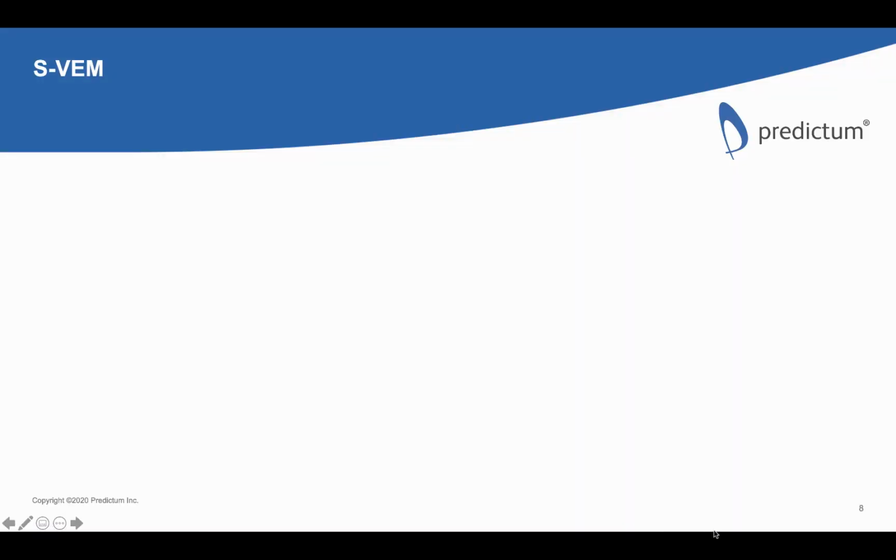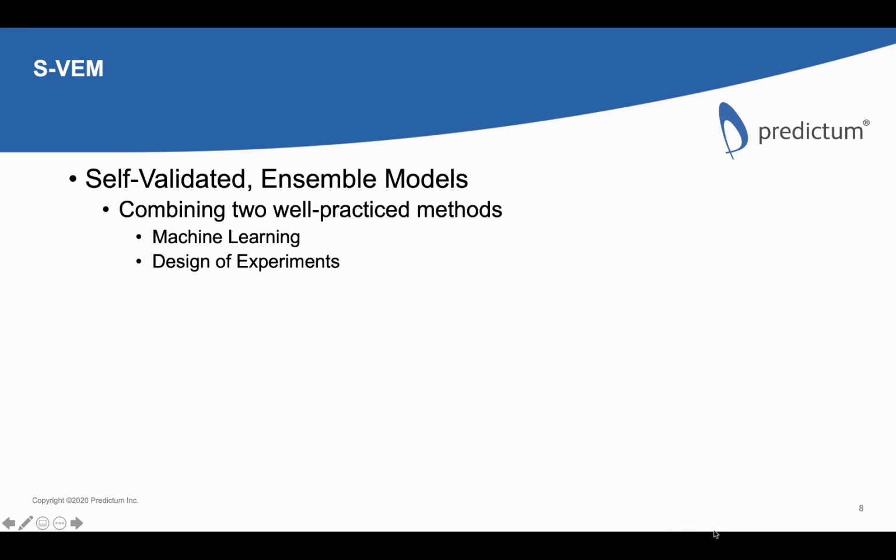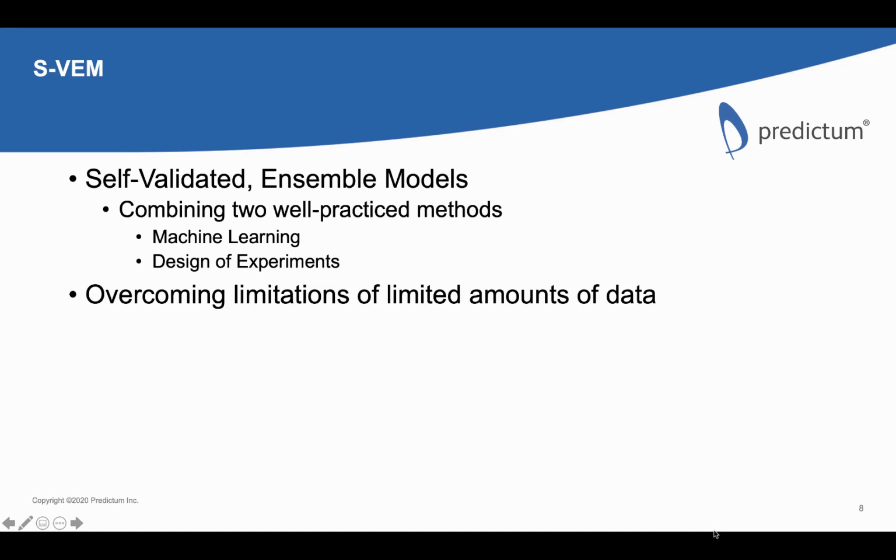So what is S-VEM? You've heard me say it a number of times. Well, it stands for Self-Validated Ensemble Models. And what it does is it combines two well-practiced methods, machine learning and designed experiments, or design of experiments. And it overcomes the limitations of limited amounts of data, like what you find in DOE.